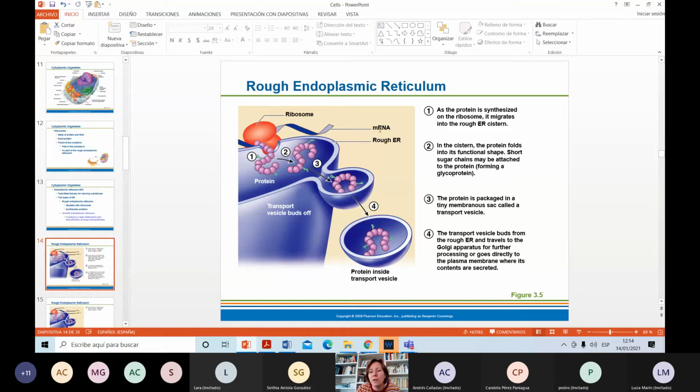Okay, so this messenger RNA that comes from, ¿de dónde viene? ¿Dónde había sido producido? Sí, hombre. This messenger RNA was produced where?